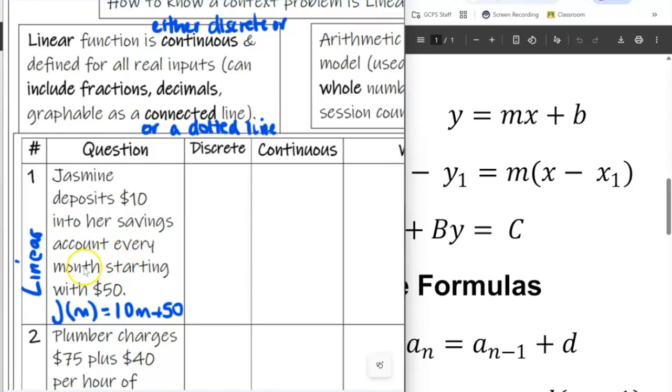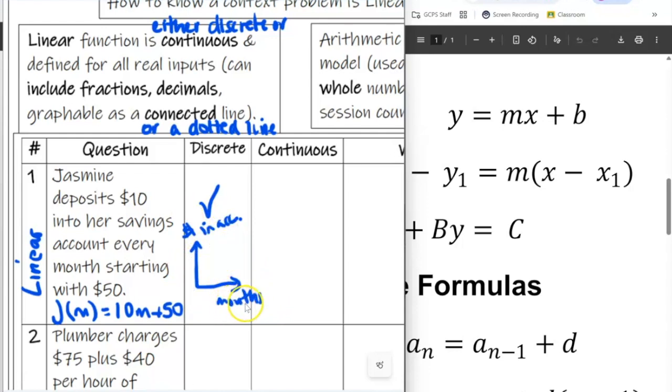So if I'm depositing $10 into my account every month, so that means, just like I said before, month 1, month 2, month 3. Am I depositing something in month 1.5? No. Because I'm not depositing something in month 1.5, that means this must be discrete. This is time, this is months. Remember, time is always on your x-axis, and this is money in account. So as soon as I find one of them is discrete, the whole thing is discrete.